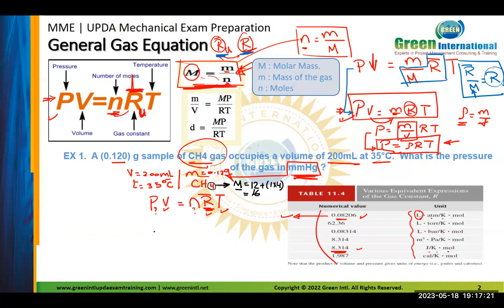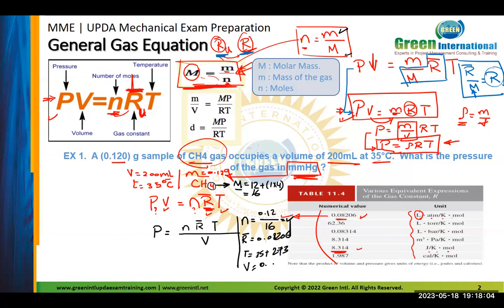So I can substitute here for the pressure. P equals n R bar T over V. And we know now n is equal to mass by molar mass. What's the mass? 0.12 gram by molar mass 16. From this, we can get the number of moles. R bar, as I told you, from here we can bring it: 0.08206 because you have liter. Temperature 35 plus 273. Volume 200 milliliter will be 0.2 liter. All available now?